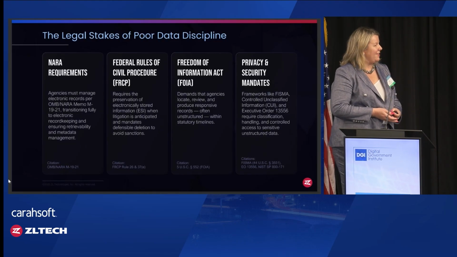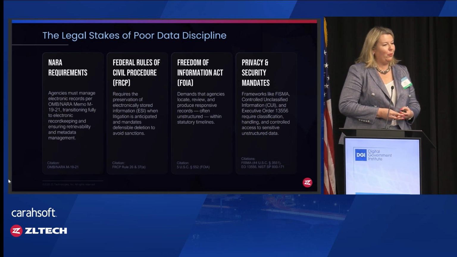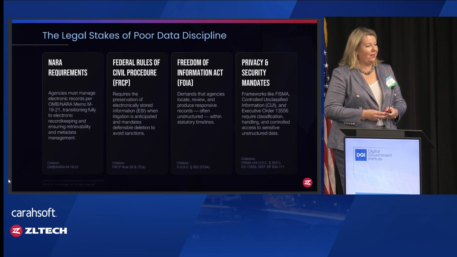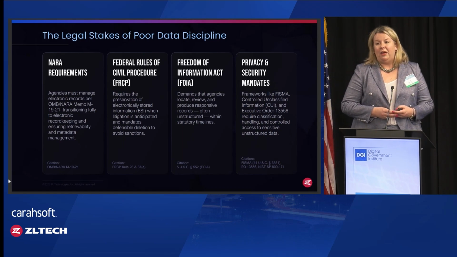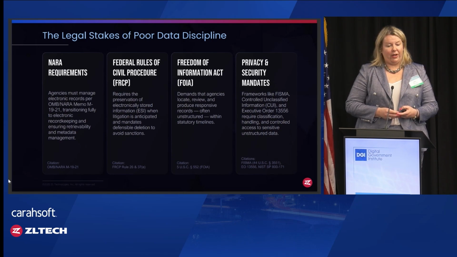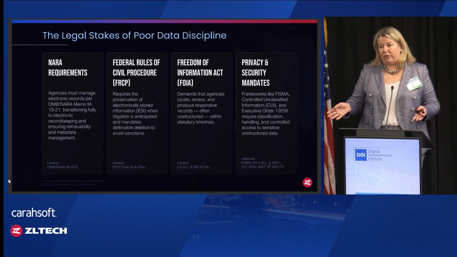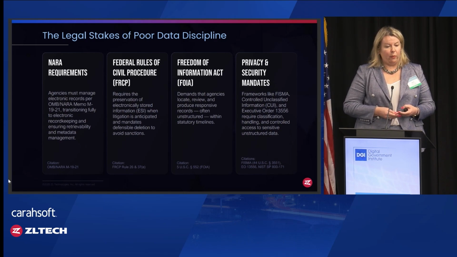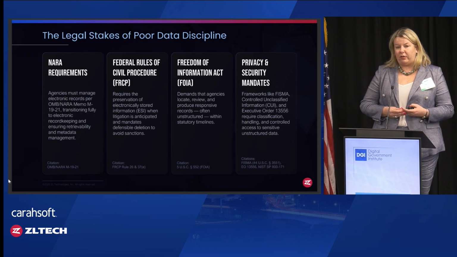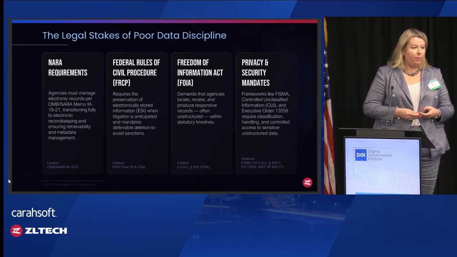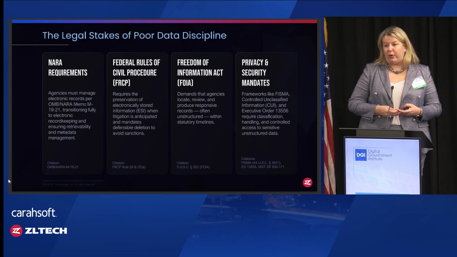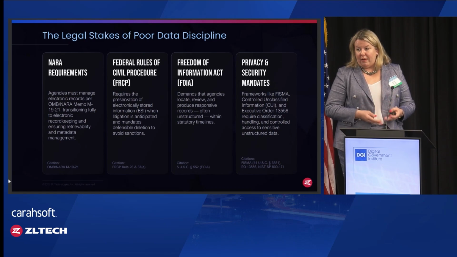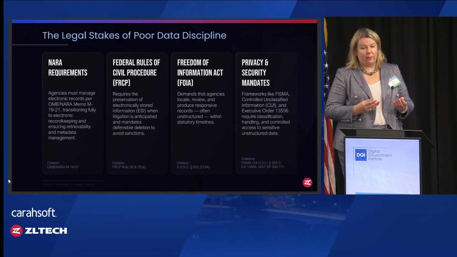This is like the boring stuff, but there are actual real legal stakes of poor data discipline. I want to get to the AI and all of the fun things that happen with the AI, but you should realize that all of this stuff that we're talking about, unstructured data, actually has a consequence. Many of you know this already, so this could be rote, but you do have NARA requirements. You have the Federal Rules of Civil Procedure that require you to not dispose of electronically stored information in an improper way. You have to preserve evidence. You can't have spoliation. FOIA requires you to have certain information preserved. There are privacy and security mandates around classified information and where that goes.